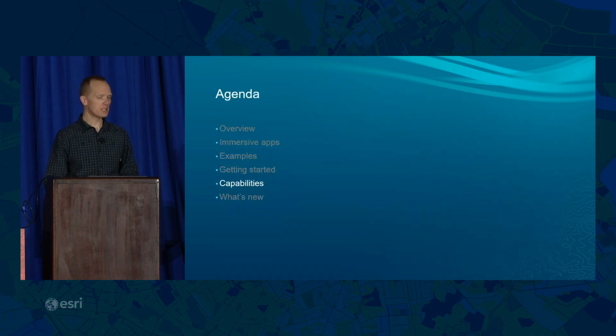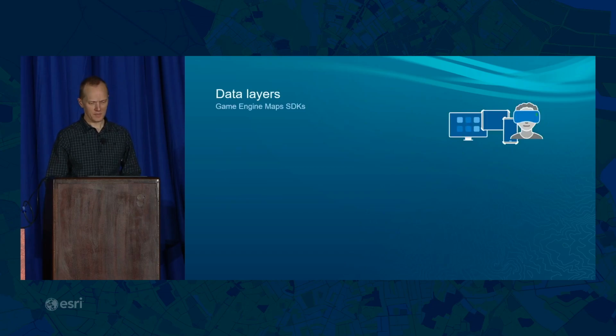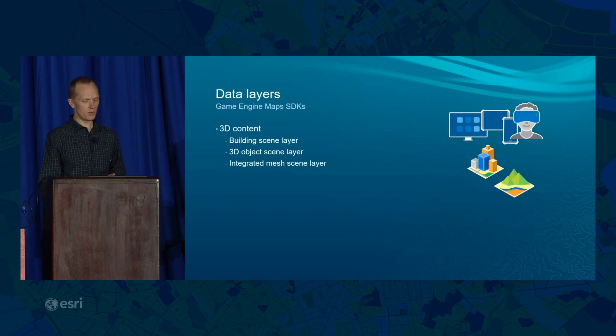All right, what about the capabilities of the SDK then? So the Game Engine SDK supports a range of high-performance, optimized, cached layer types. So we'll start top-down with 3D content. They support building scene layers for BIM data, 3D object scene layers, and integrated mesh scene layers as well. So BIM data or building scene layer data typically comes from models that have been imported, like a Revit model that's been imported to ArcGIS and then shared as a building scene layer.